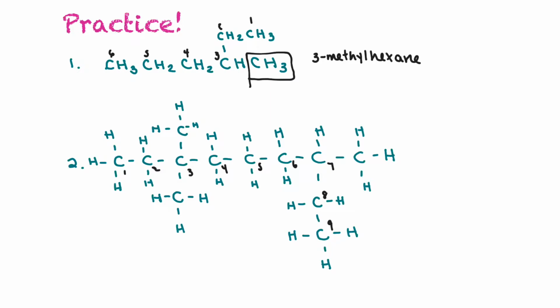So to name this one, we're actually going to name the position. So it's 3, 3, 7. We need to put how many of them there are. Trimethyl, because it's 1 carbon, and then it's a 9 carbon chain, so nonane. So that's how you would name a multiple branch hydrocarbon.